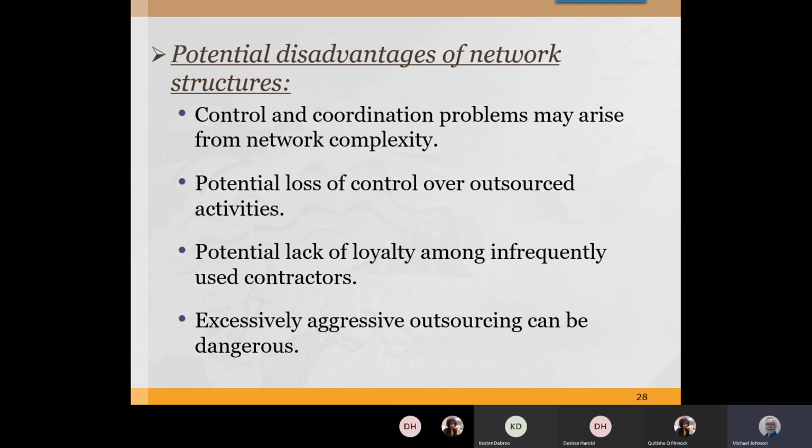But there are disadvantages to every structural design, and a manager needs to be aware of these as well. The biggest issue is going to be control. So control and coordination problems may arise from network complexity. Remember, you're not totally in control sometimes of some of the organizations or individuals you connect with, and therefore they may be doing their own thing.